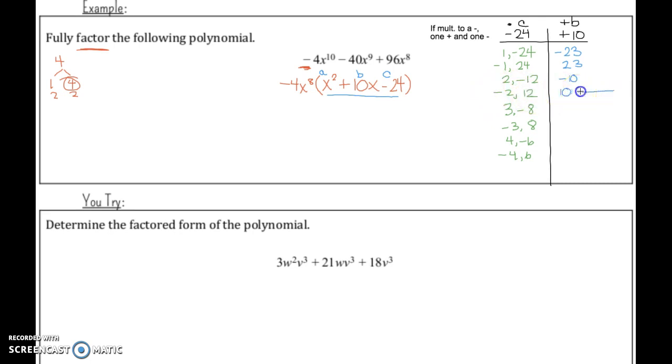So you're going to draw an arrow to this row. That's the row I care about. I don't even have to finish this T-chart because no other pair of numbers is going to add to positive 10. So I'm safe stopping here.